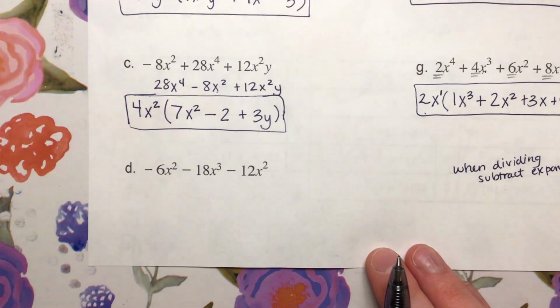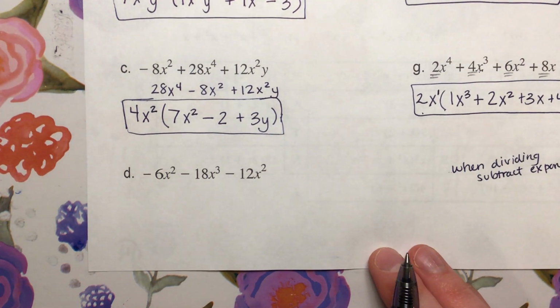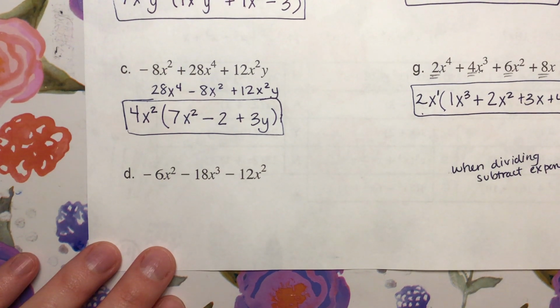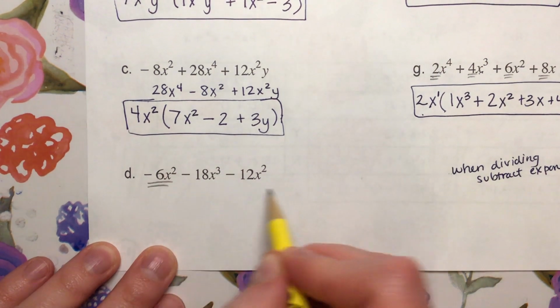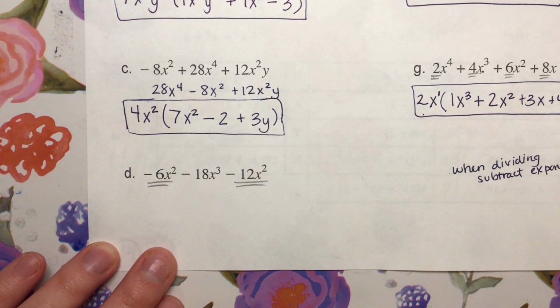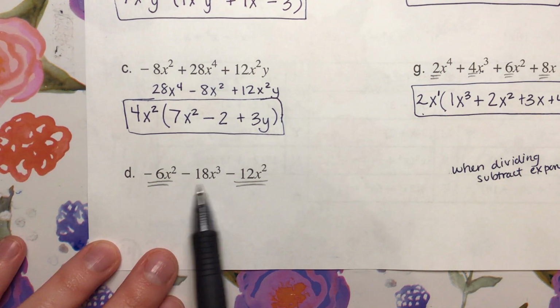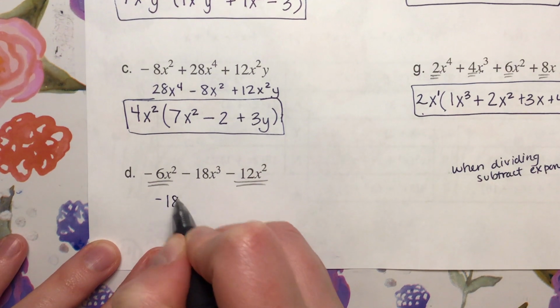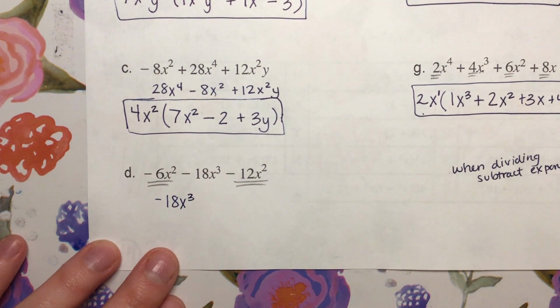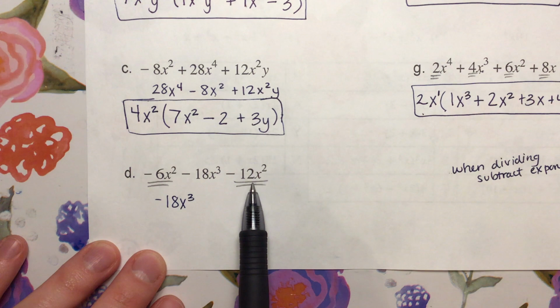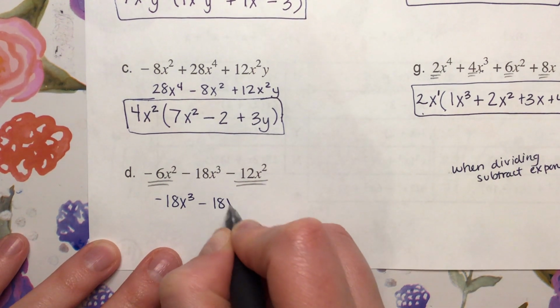Finally, I have example D. And in example D, we have another kind of special little scenario where we're going to want to rewrite this. Notice I have like terms. I have negative 6x squared and negative 12x squared. I want to go ahead and combine those ahead of time to make life easier. So I'm going to write this negative 18x cubed first, because it's going to have the highest exponent, and I want to write this in descending order. And now I'm going to combine negative 6x squared minus 12x squared. That is going to get me minus 18x squared.